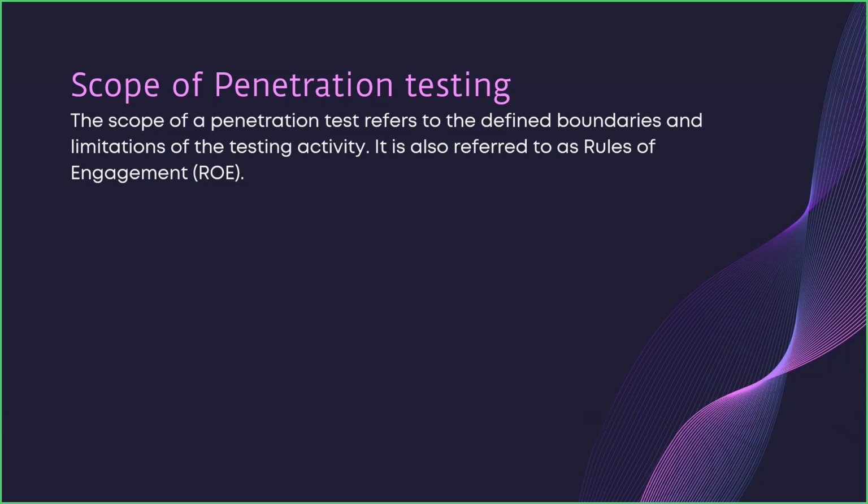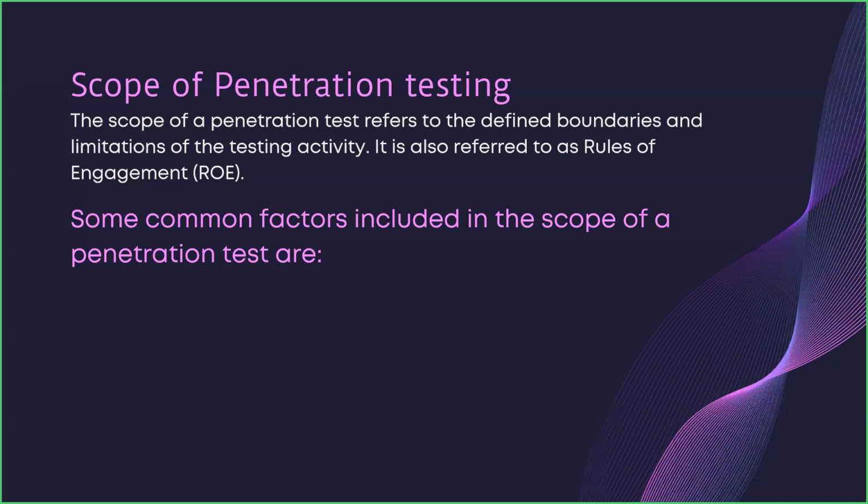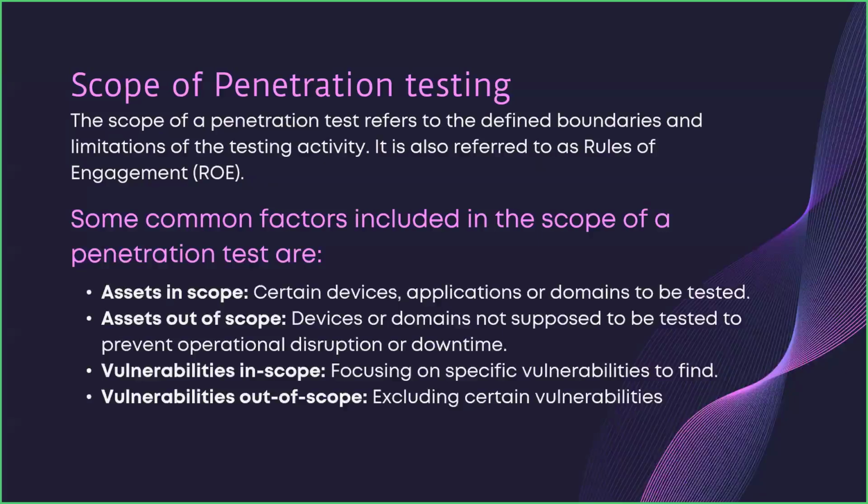This clearly mentions what factors are supposed to be included in a scope and excluded from a scope. There are four important factors to note: assets in scope, assets out of scope, vulnerabilities in scope, and vulnerabilities out of scope. These are four important factors that you have to always look out for. Assets in scope means what devices, what applications, or what websites or domains you're supposed to test.